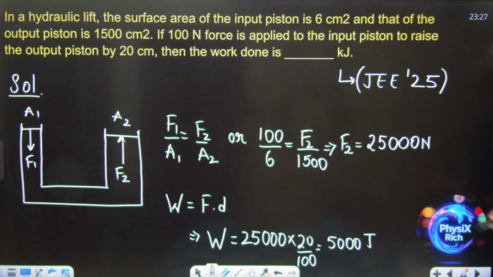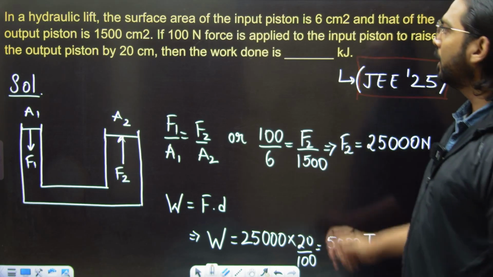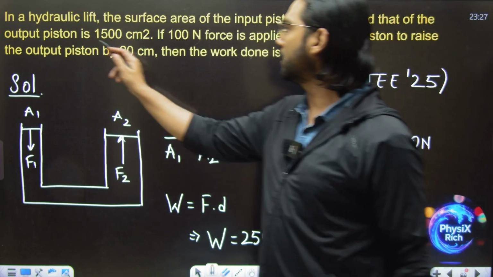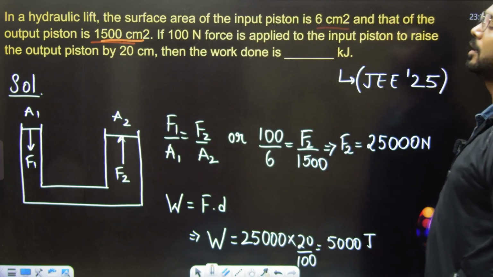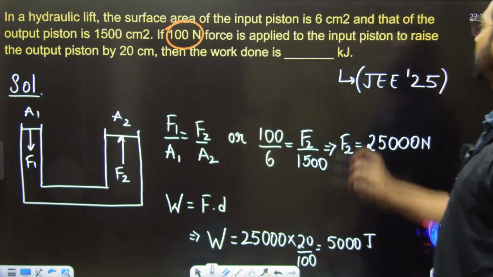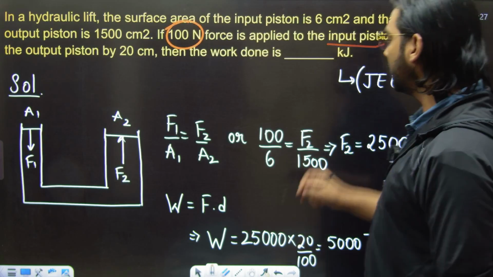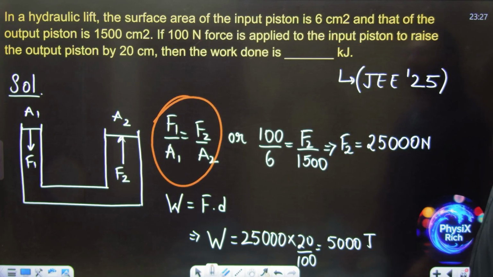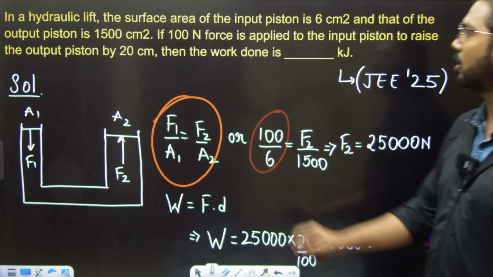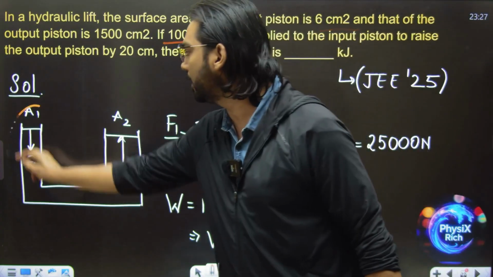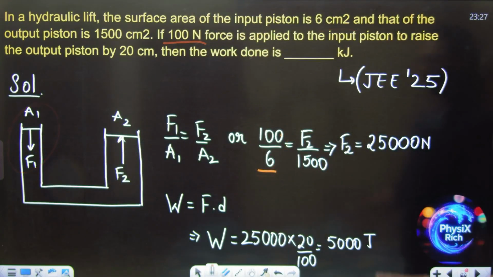The input area, oh, by the way, this is a JEE 25 question, guys. A very simple, very good question. It says that the area on one side is 6 centimeters square, and on the output side it is 1,500 centimeters square. And we see that there's a 100 Newton force applied onto the input. If we apply F1 upon A1 equals F2 upon A2, we simply get 100 upon 6. 100 because this is a 100 Newton force applied over the 6 centimeter square area on the left side.